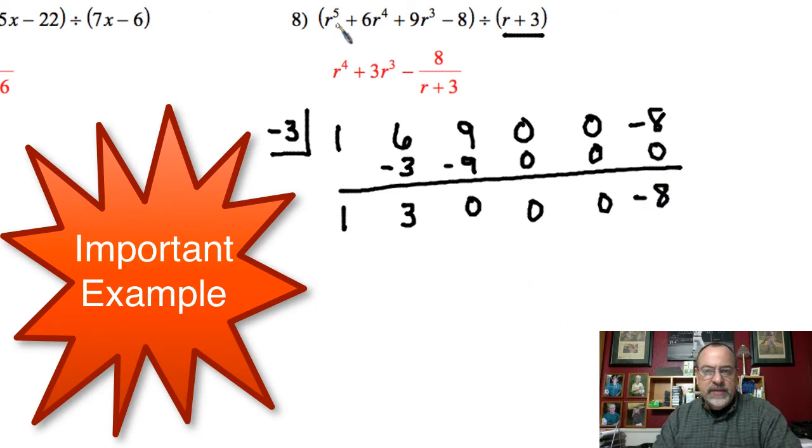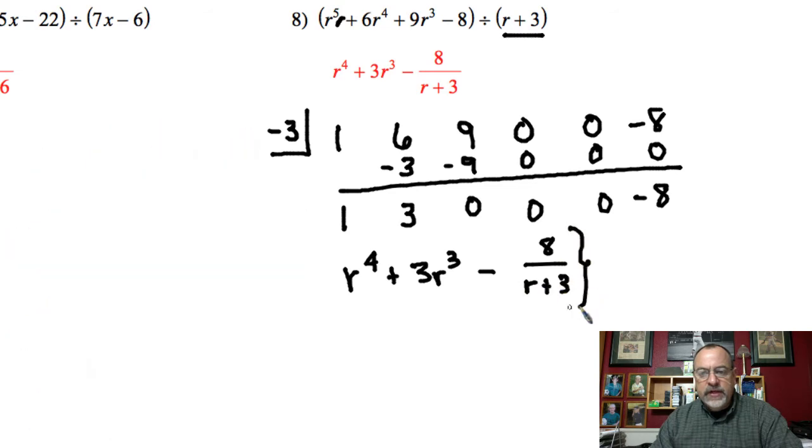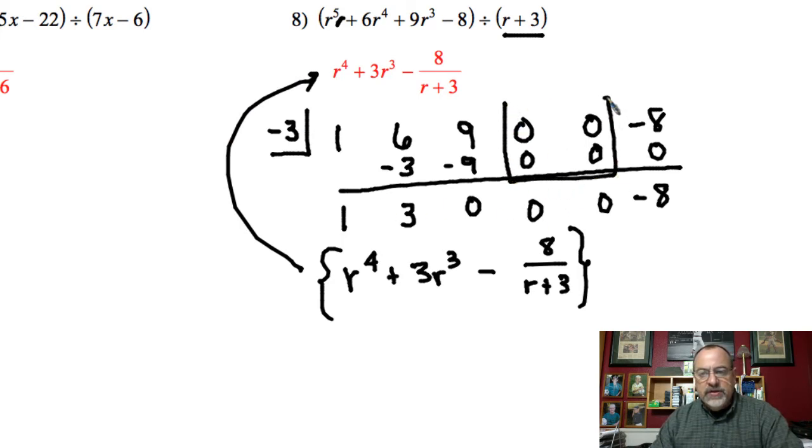So again, because I began with a 5th here, I'm going to begin with r to the 4th. So this is 1 r to the 4th plus 3r cubed, 0r squared, 0r, my constant is 0, so this is my remainder. So I have a remainder of negative 8 over r plus 3, which is my answer. So you can see synthetic division works as long as I remember to use these placeholders. If I forgot these placeholders, then I'm going to get an answer that's not going to be correct. All right, so make sure you check for that.